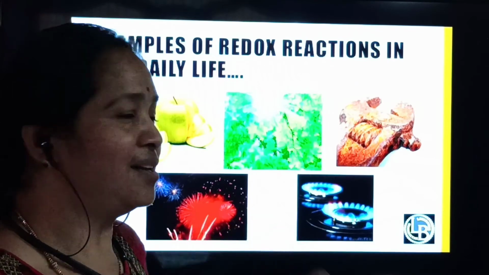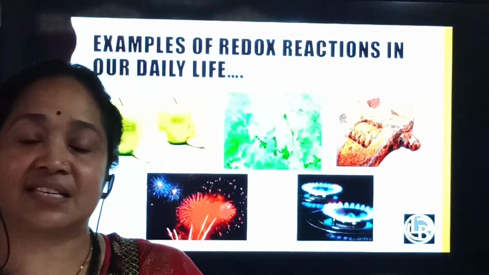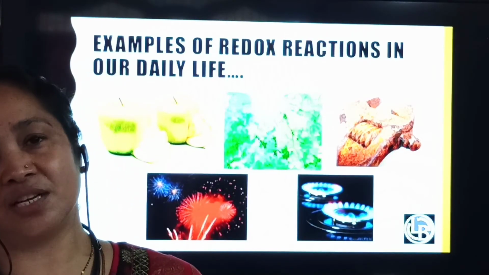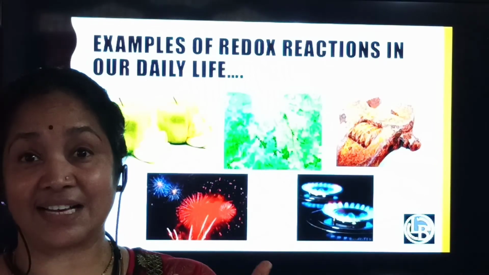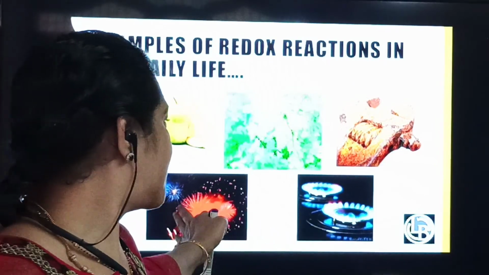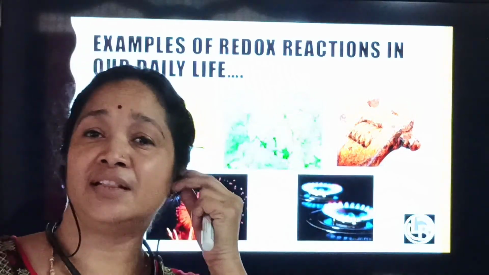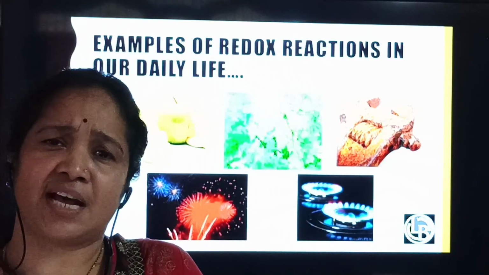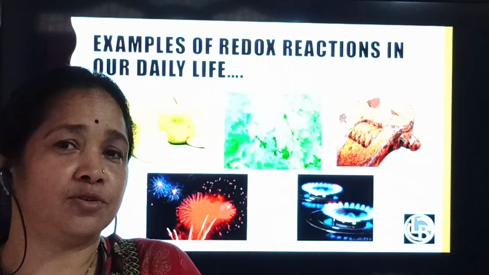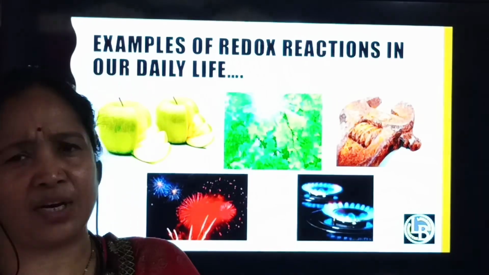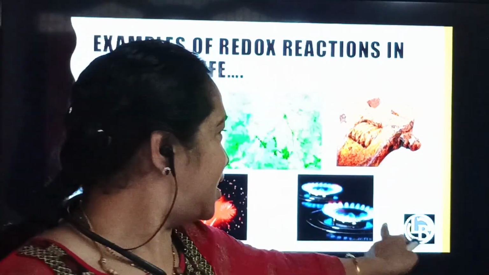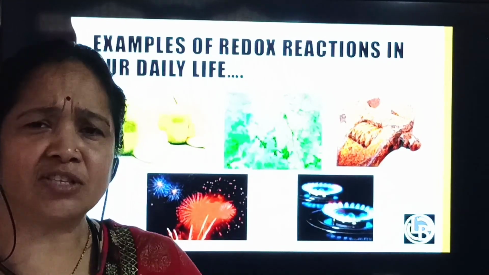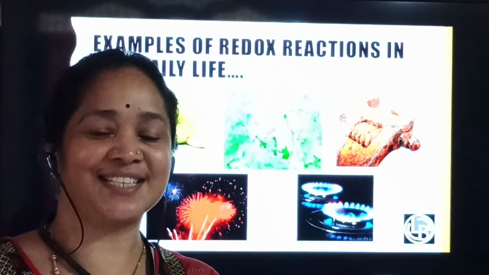Then you can see this one, that is crackers. You know that crackers consist of certain elements like magnesium. This magnesium metal reacts with oxygen to form magnesium oxide, giving a dazzling white sparkling light. So that is also an oxidation reaction. Next, the very easy one, here you can see a flame. That is nothing but a burner flame. Here we are using LPG gas, liquid petroleum gas, or methane gas. That methane gas undergoes a combustion reaction, and here the flame is obtained. So these are the general examples of redox reactions.